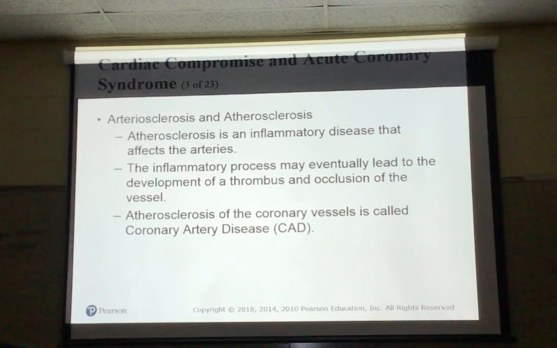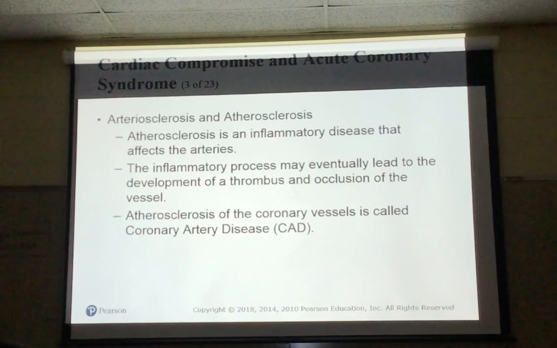Arteriosclerosis is a condition that causes the smallest of arterial structures to become stiff and less elastic. This is also referred to as hardening of the arteries. Arteriosclerosis leads to narrowing of the arteries and the reduction in blood flow to the heart. The inability to deliver increased blood flow to the myocardium when it is needed causes ischemia.